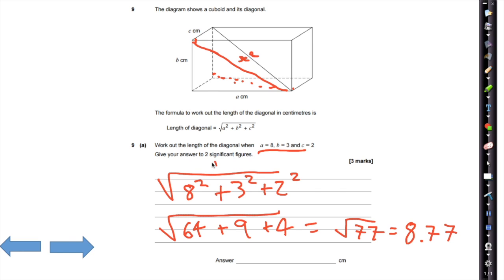You would round to two significant figures. So first significant figure, second significant figure, third significant figure. So we only want two of them. The third significant figure was a 7. That would round this 7 up to an 8, so it would be 8.8. Okay, 8.8 is definitely the right answer.